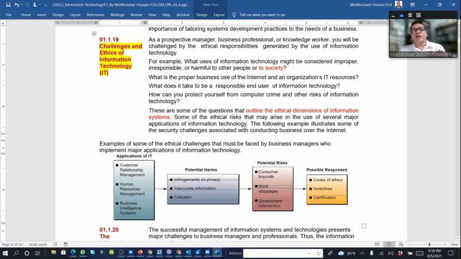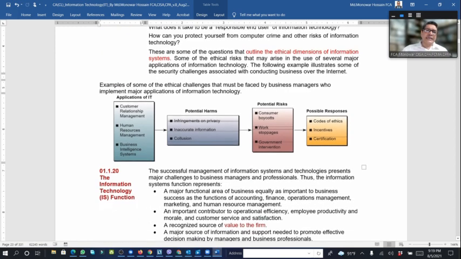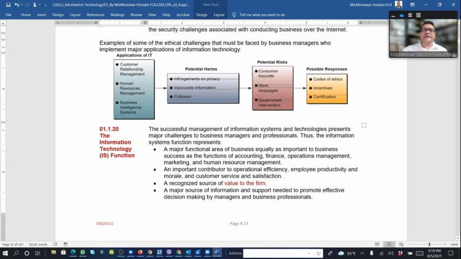And also, what is the proper business use of the internet and organizational IT resources, and how can we protect ourselves from computer crime or cyber crime and the risks of information technology? These are some questions outlining the ethical dimensions of information systems. Here are examples of some of the ethical challenges that a business manager must face.